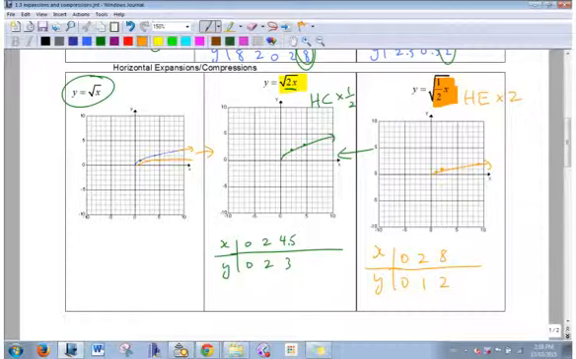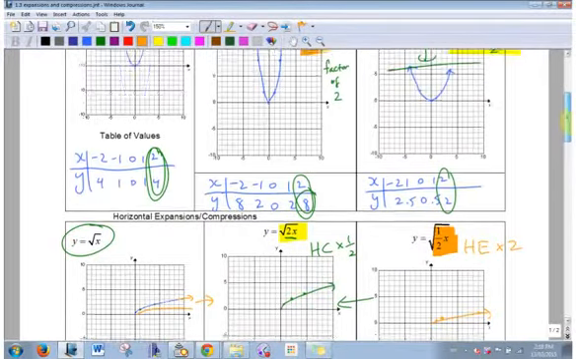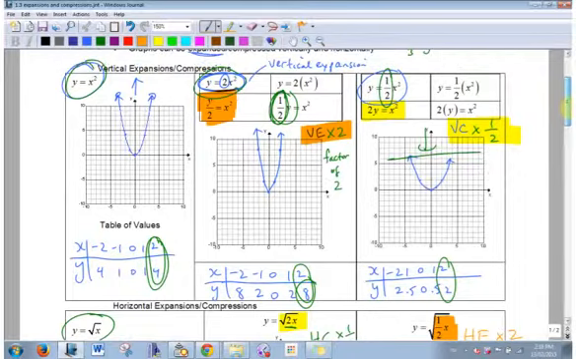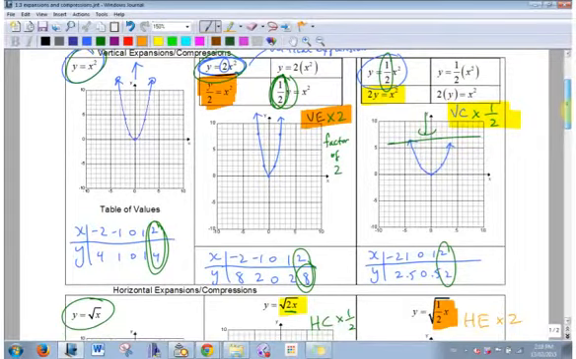Now, should I say something really confusing? And say like a horizontal expansion is very similar to a vertical compression? No, I better not say that. Okay, I agree it's not. So, you've got to make sense of this, okay?